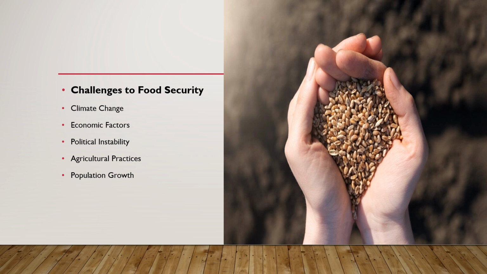The next challenge is agricultural practices. Unsustainable farming methods can lead to soil degradation, reduced crop yields, and a long-term decline in the land's productivity. So a key challenge to watch in food security is agricultural practices.